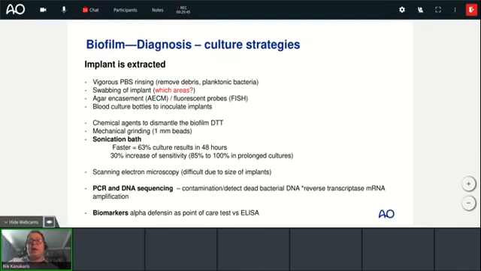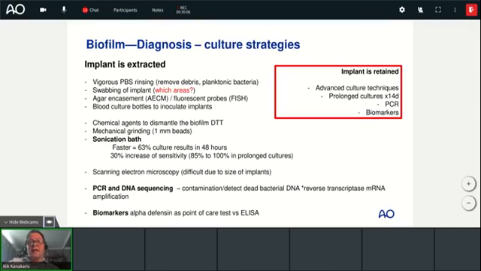If the implant is extracted, we can use special techniques like putting the implant into a blood culture bottle, or mechanical grinding of its surface, sonication baths, PCRs and DNA sequencing, or histopathology tests. All these do make a diagnosis easier, but it's still quite demanding and laborious. Imagine that it becomes even more demanding if the implant is retained.